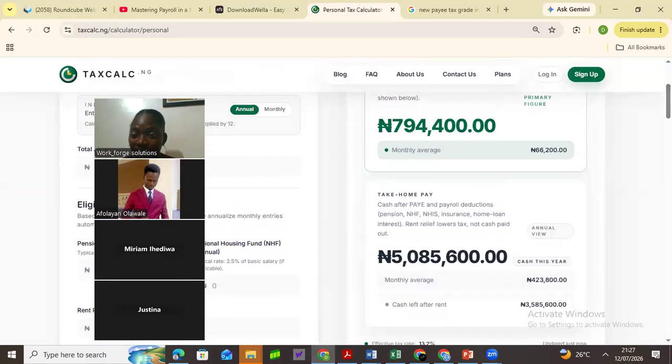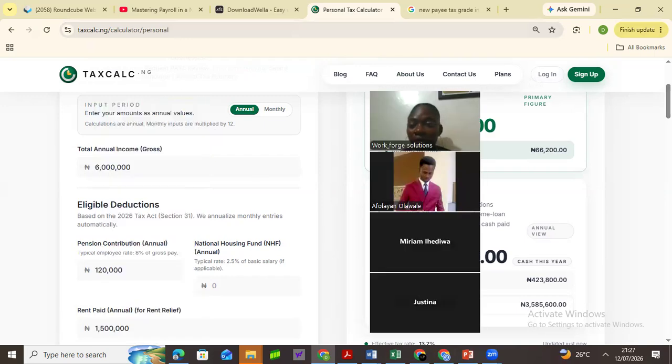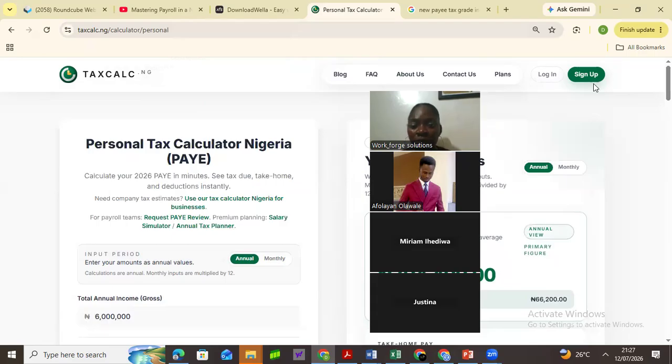This was our very first example. And when we did it manually, it gave us the same thing, didn't it? Yeah, it gave us the same thing when we did it manually. So you can just copy the site. I have it bookmarked on my laptop, so you can do the same. It's taxcalc.ng/calculator/personal. So yes. Fola, were you here when we used this one?